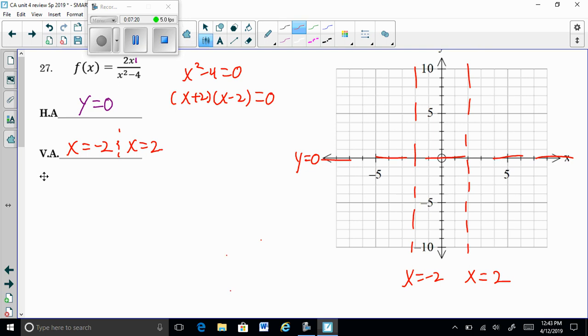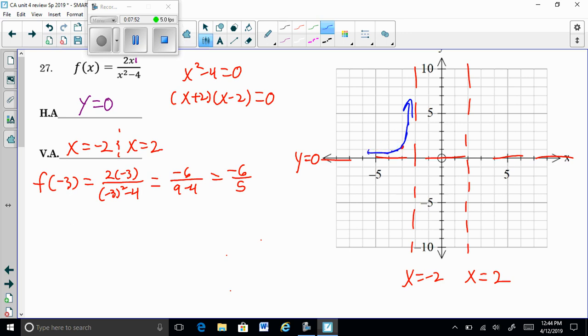Let's start with f of negative 3. If I plug in f of negative 3, 2 times negative 3 over negative 3 squared minus 4. So I get negative 6 over 9 minus 4, so negative 6 over 5, like negative 1.2. Right there. We can go ahead and draw this. It's going to curve going up, curve going down like that. And that's fine.